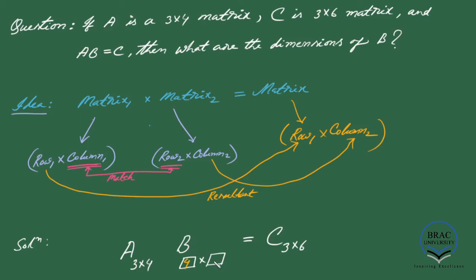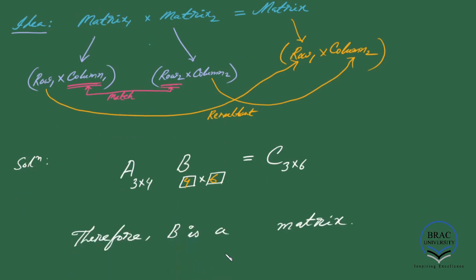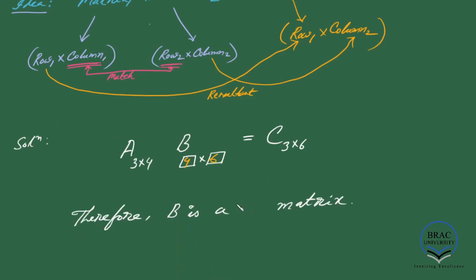So this is the column number of this second matrix. This column number should come from here. So if this is coming from here, they should be exactly the same. So this number should be 6. So the dimension of the matrix B is 4 by 6. So I can write, therefore B is a 4 by 6 matrix.